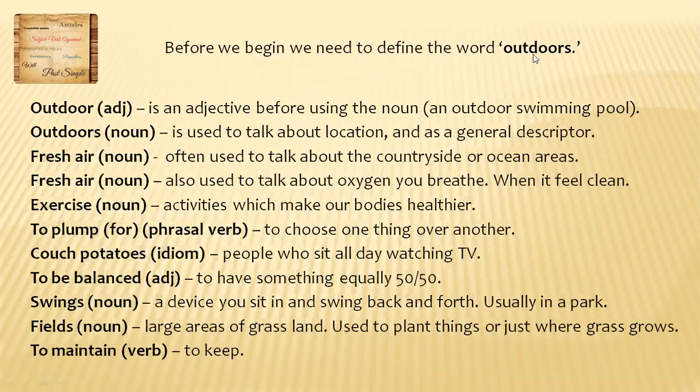Vocabulary. Let's look at vocabulary related to the word outdoors. First, we have outdoor, which is an adjective. So we use it with a noun or with the verb to be. An outdoor swimming pool: the swimming pool is the noun, outdoor is the adjective. Outdoors is a noun, used to talk about a location or a general descriptor. You'll see some examples later.